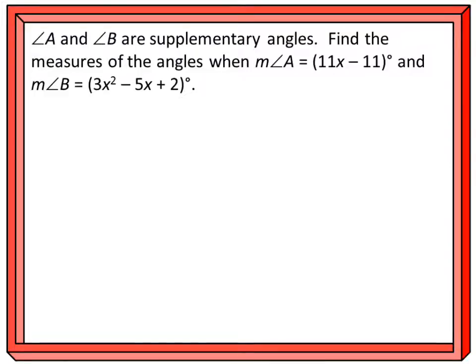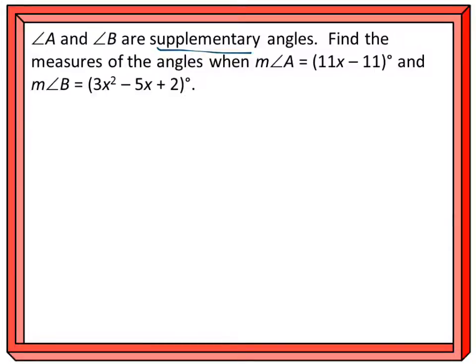Angle A and angle B are supplementary angles. I'll underline that. Find the measures of the angles when the measure of angle A is 11x minus 11 degrees, and the measure of angle B is this quadratic thing here, 3x squared minus 5x plus 2 degrees.